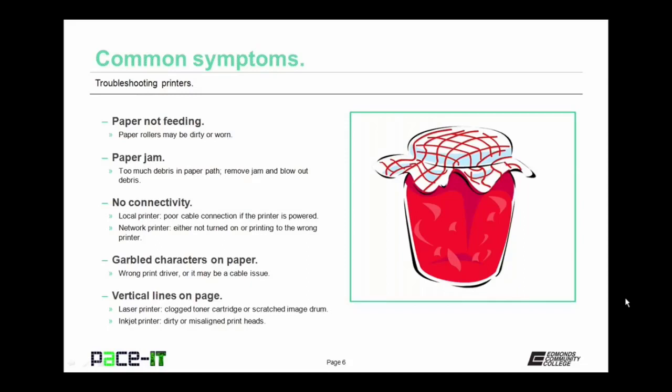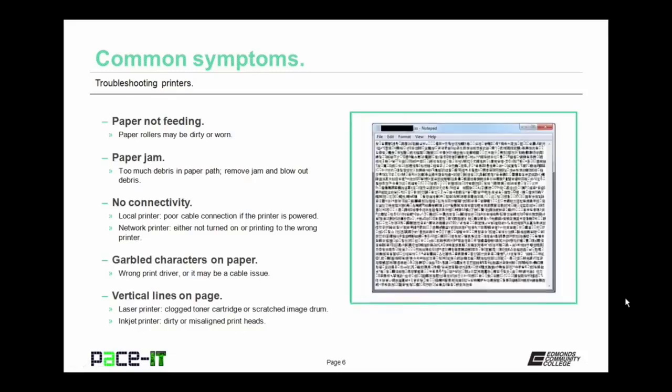The symptom of no connectivity is dependent upon what kind of printer it is. If it's a local printer, then it's probably caused by poor cable connections, especially if the printer is powered up. On a network printer, it's usually caused by the printer either not being turned on or the user trying to print to the wrong printer. Every once in a while, a print job will just come out with garbled characters. This is usually caused when the wrong print driver is being used, or it can point towards a cable issue.